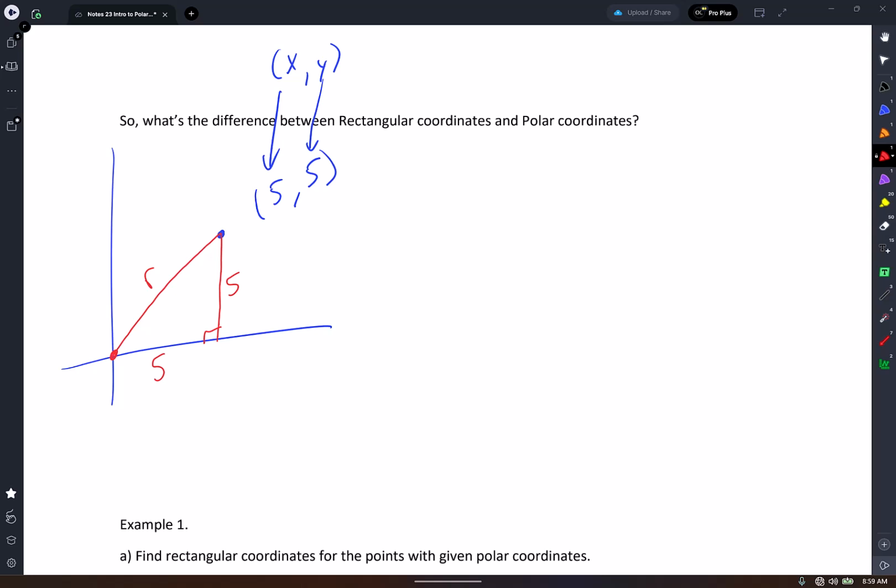So how would I get the r? Pythagorean theorem. See, it never goes away. 5 squared plus 5 squared equals r squared.